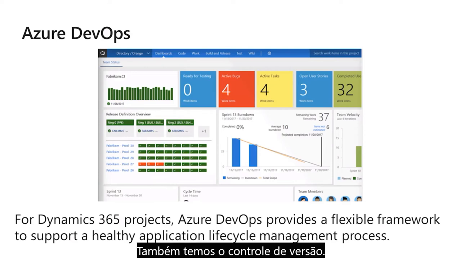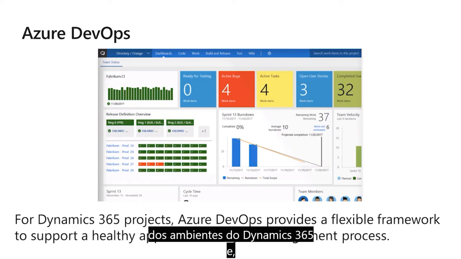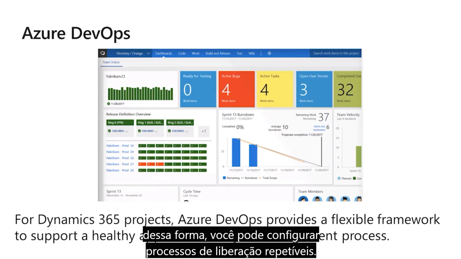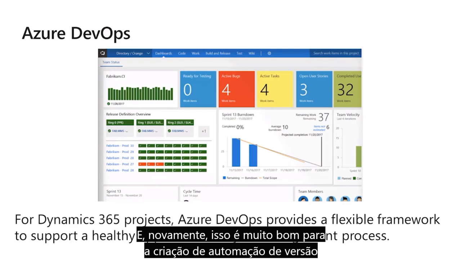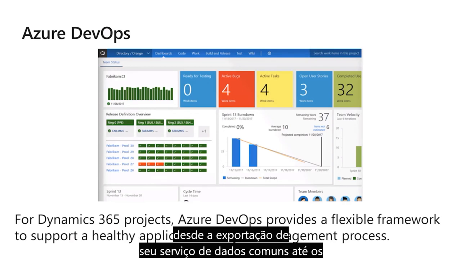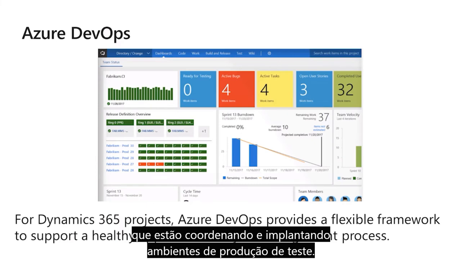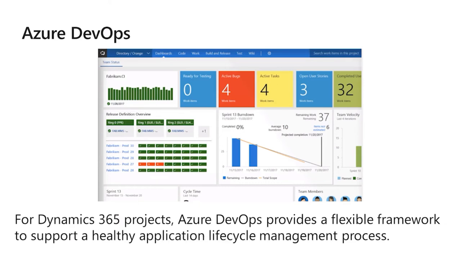We also have version control, so that way you can track the customizations to your Dynamics 365 environments. And that way you can set up repeatable release processes. Again, this is really good for build and release automation, because this can go from exporting your common data service all the way through your developers coordinating and deploying test and production environments. So this provides a flexible framework that's good to support your application lifecycle.